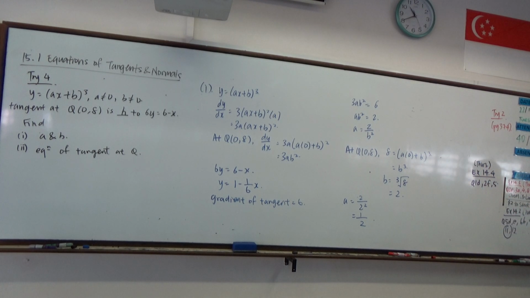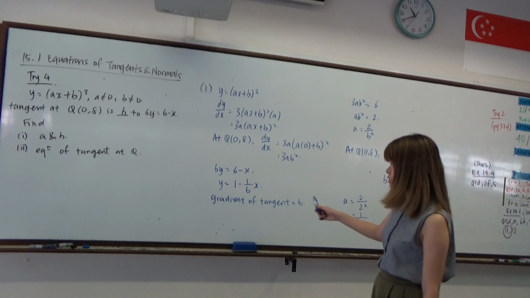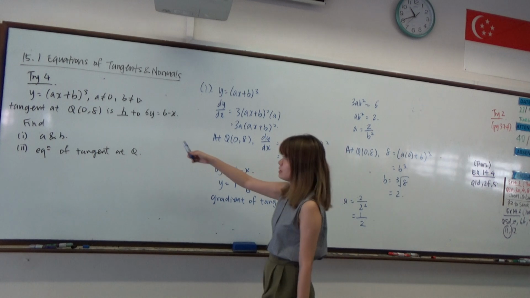For part 1, you should be getting A equals to half and B is equals to 2. Any problems in doing that? Yeah? Where's the gradient of the tangent? Why is it great? Because this is the normal. This is perpendicular.